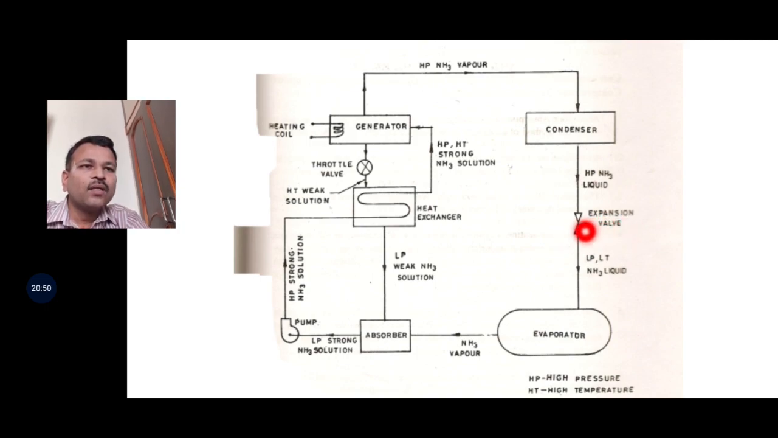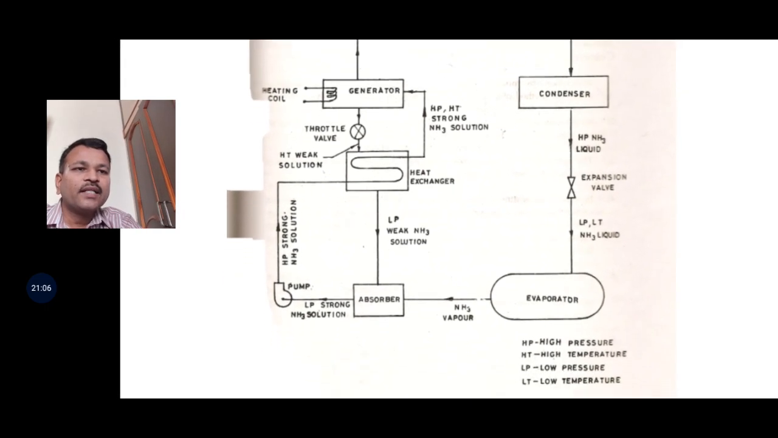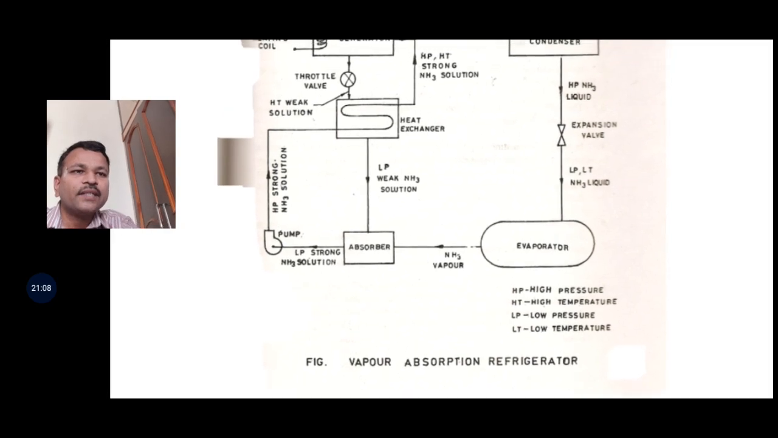In the expansion valve, high pressure is converted into low pressure, and high temperature into low temperature. Then low pressure, low temperature ammonia liquid enters the evaporator, where it changes state a second time. The liquid refrigerant evaporates, and while evaporating it takes the heat present in the refrigerated space and carries it to the atmosphere.